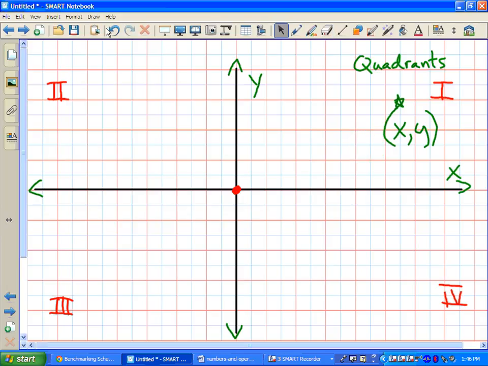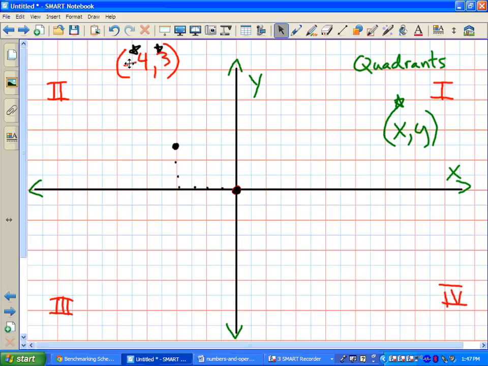Let's say our coordinates this time are going to be, I'll write it up here, negative four, three. So where are we going to plot this? Negative four. Well, here are the negatives over here. So let's start at our origin right here. Go to the left four, because that's what we start with, x. One, two, three, four. Stop. And then we're going up because it's positive. One, two, three. And there we go.